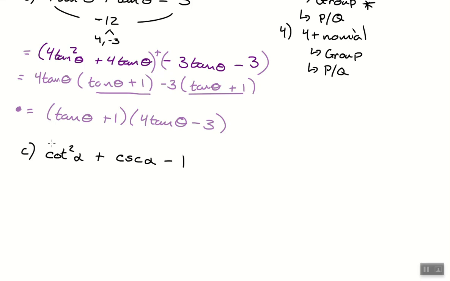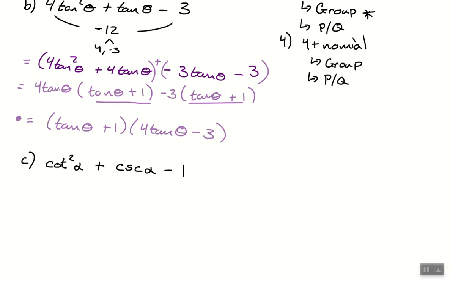The fact that it's cotangent makes it feel a little bit different, but a trig function here or there is maybe not a huge deal. On the previous one, if I let u equal tan theta, we were able to write it as 4u squared plus u minus 3. I did it with x before, but I could call it u or v, it doesn't matter. Can I do that here?